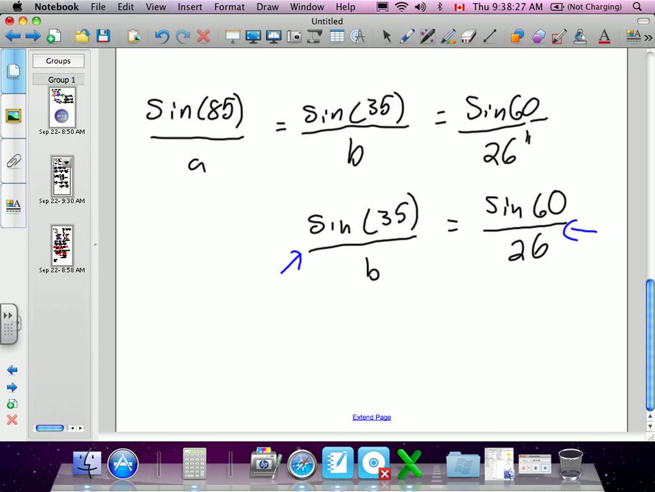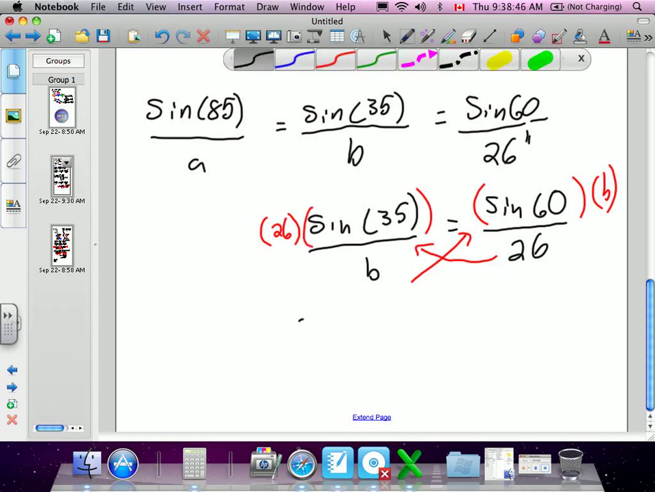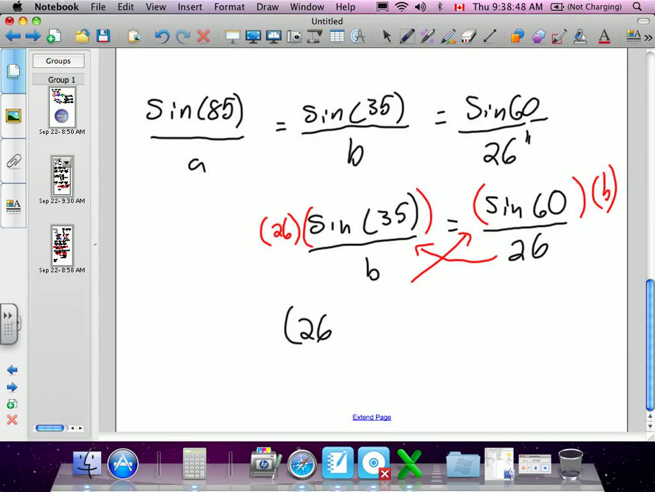So I'm going to bring the B over to the other side. So this will become times B. I'm going to bring 26 over to the other side. So this becomes times 26. Okay? So we'll now have 26 times sine 35 is equal to sine 60 times B.